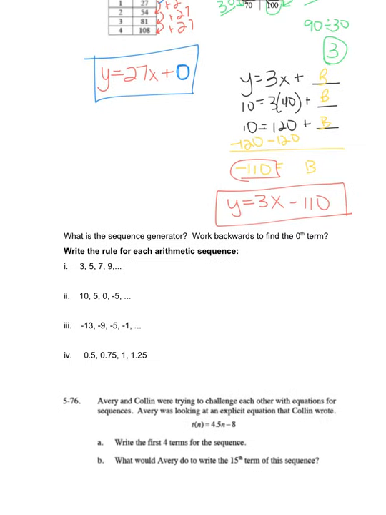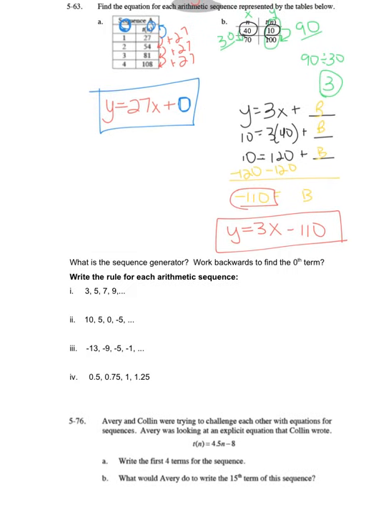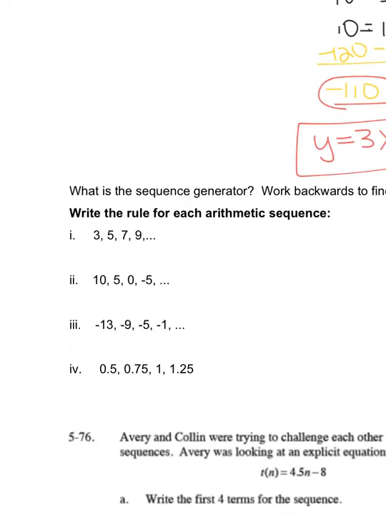Next part. What is the sequence generator? Work backwards to find the 0th term, write the rule. So I'm going to do the first one, and you'll finish the rest of the worksheet on your own. When I look at the pattern for number 1, I see it goes from 3 to 5. That's adding 2. To 7 would be also add 2, and from 7 to 9 also add 2.